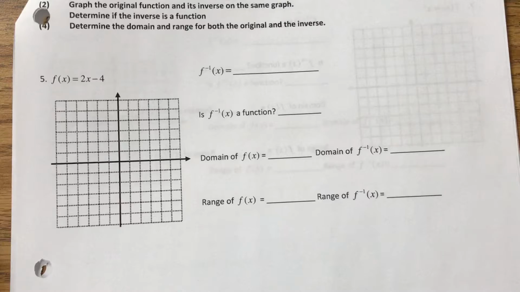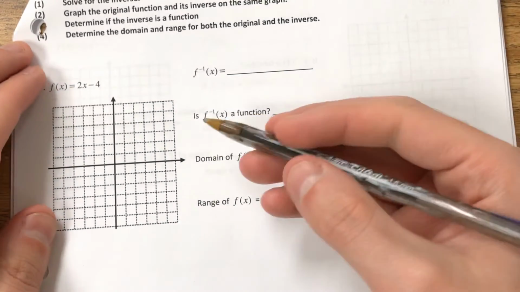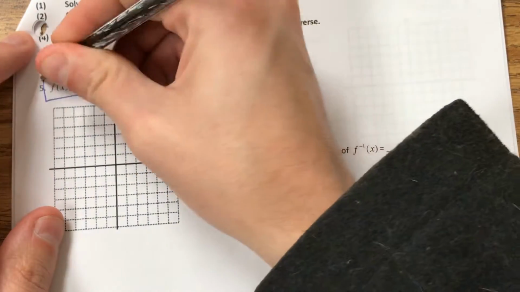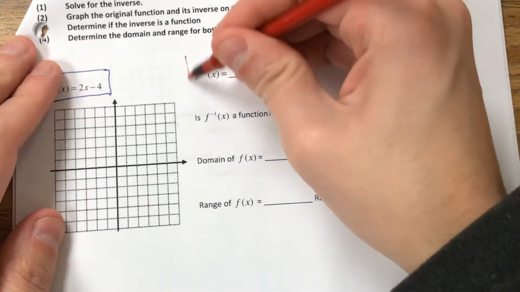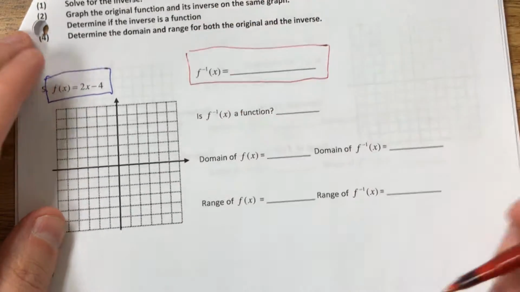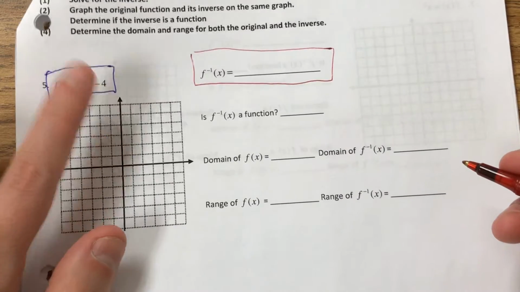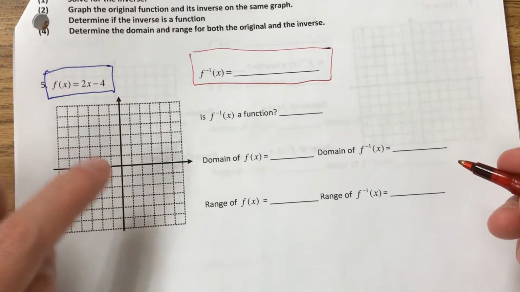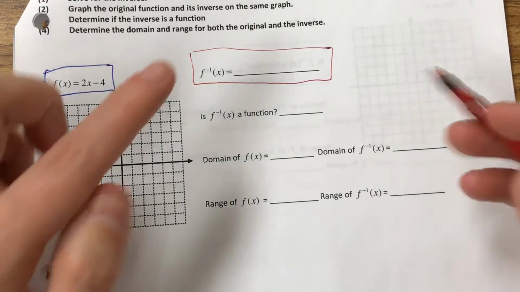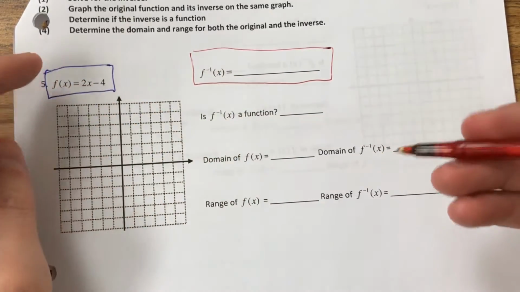So first things first, I'm going to be doing this in two colors. Blue for the original, and then red for my inverse, whatever it may be, just so you can get an idea of what's going on. I recommend always graphing this first. It makes doing the inverse a lot easier, especially if it turns out to not be a function or something.